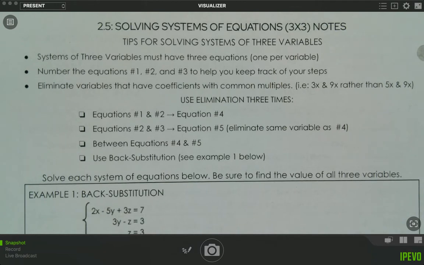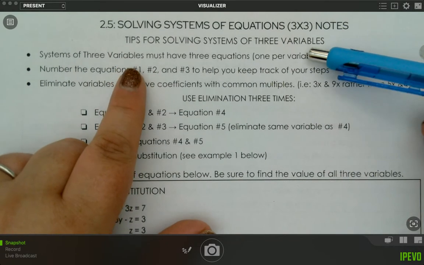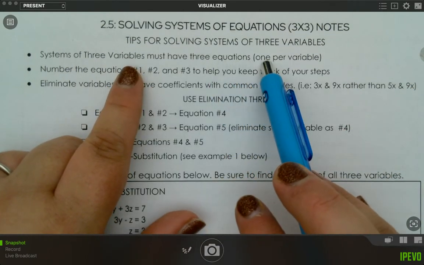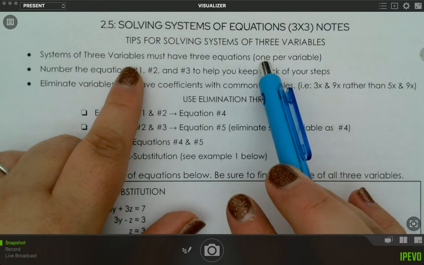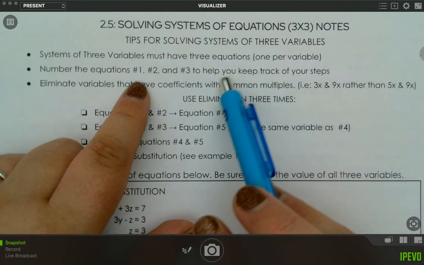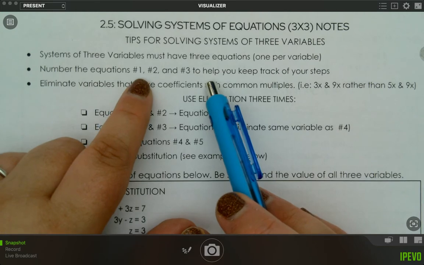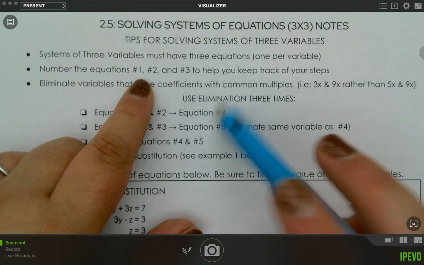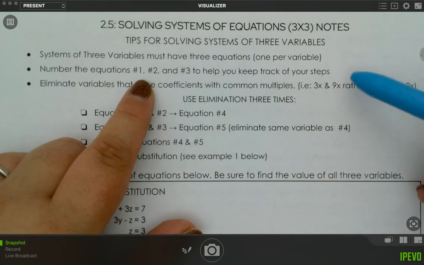So, I have a few tips for you guys, but I just need you to know ahead of time that every problem you're going to do like this works differently. Okay? Some of them are set up to be easier, some of them are not. The first thing is they have to have three equations. So basically, you're getting one equation per variable. Then number them to start off with. I would say do this if you're going to have to actually solve all the way. I'll explain what that means in just a second.